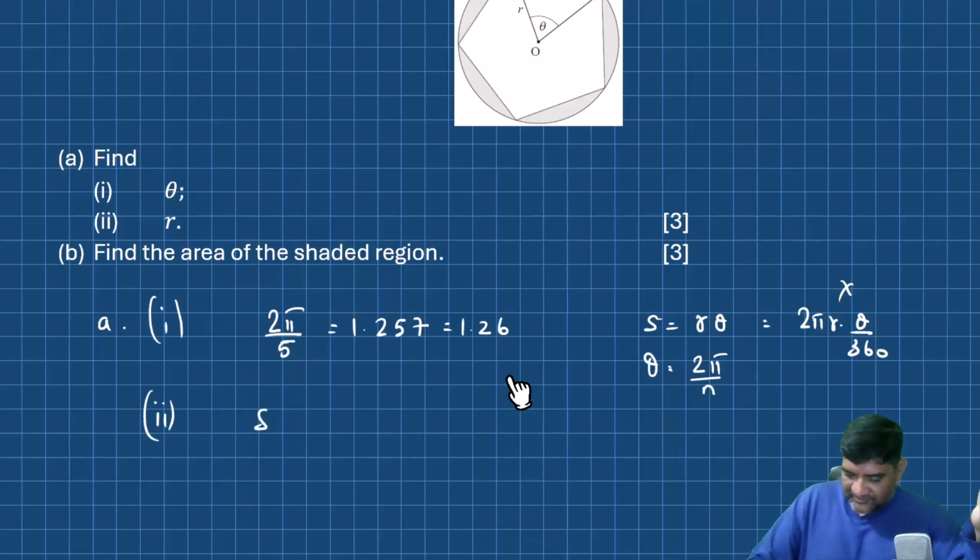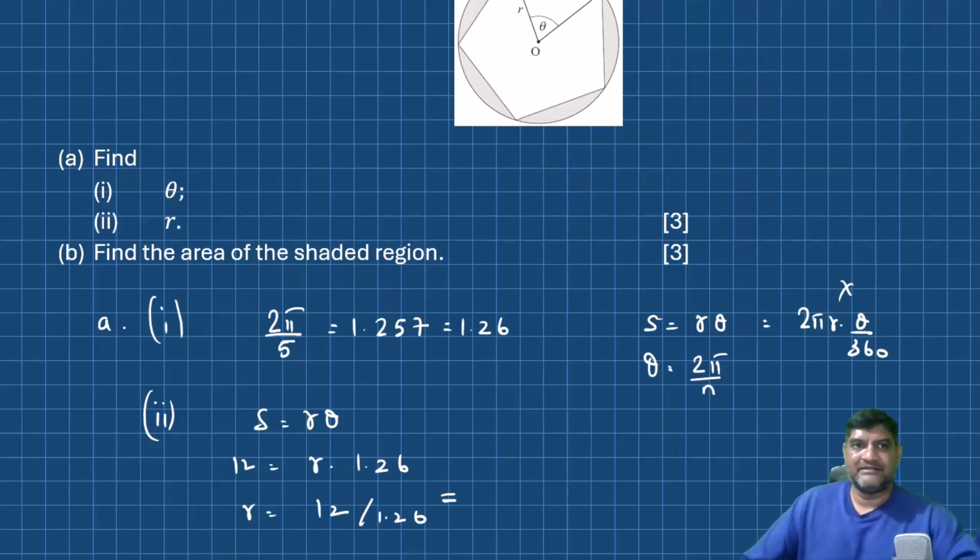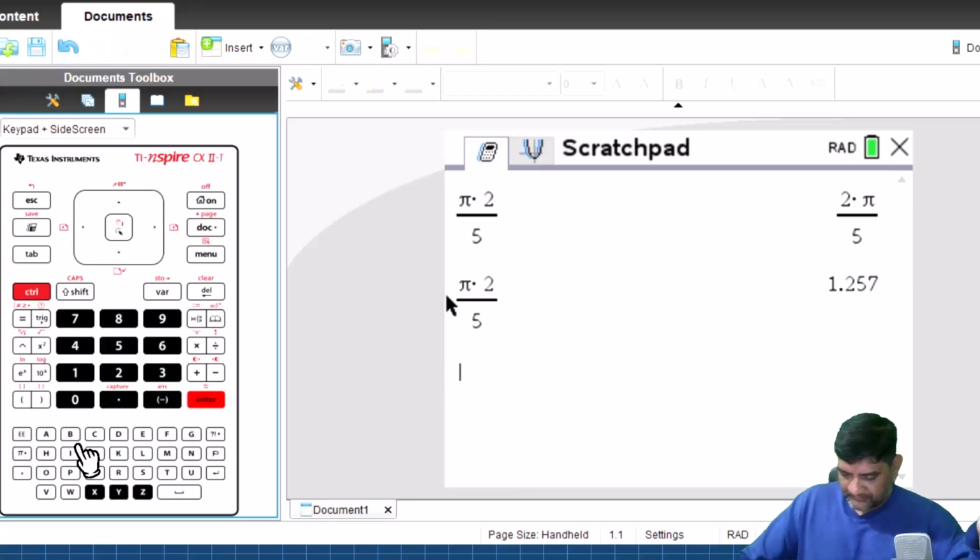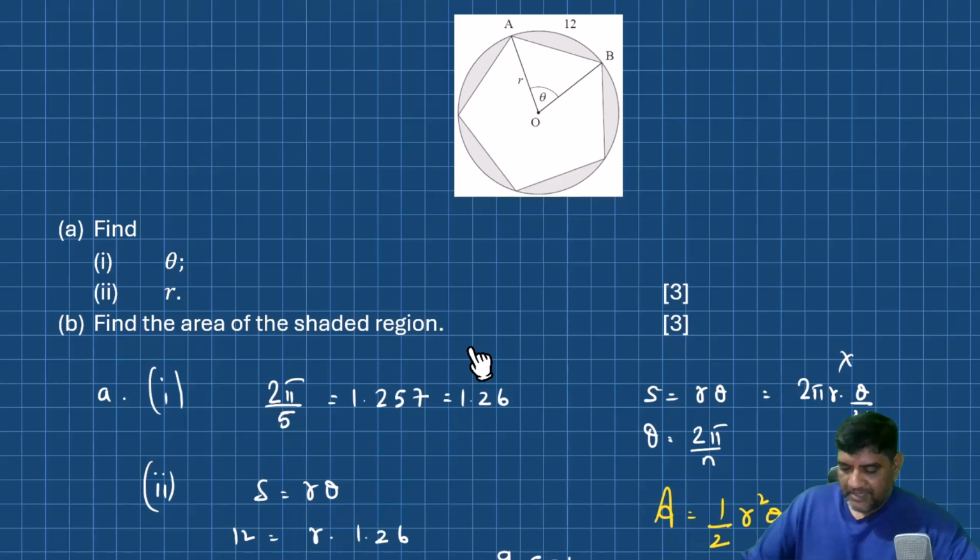Now let's go to the second part where I'm calculating the r value. I know that S is equal to rθ, so 12 is equal to r into 1.26. So r is basically equal to 12 divided by 1.26. I'm going to use any one of the calculators. 12 divided by 1.26 is pretty easy to calculate. So that's 12 divided by 1.26, and that's 9.54524.